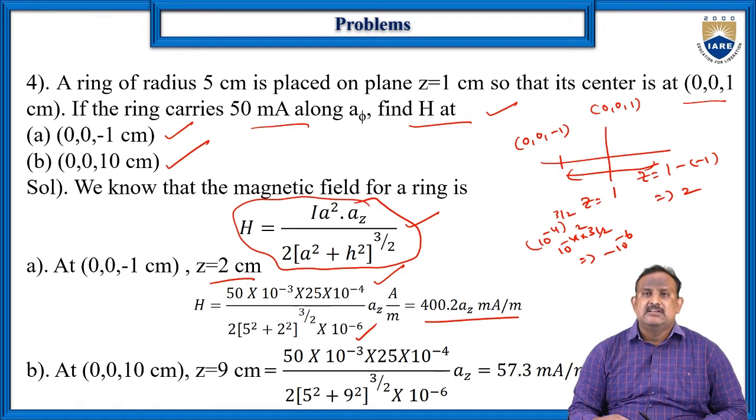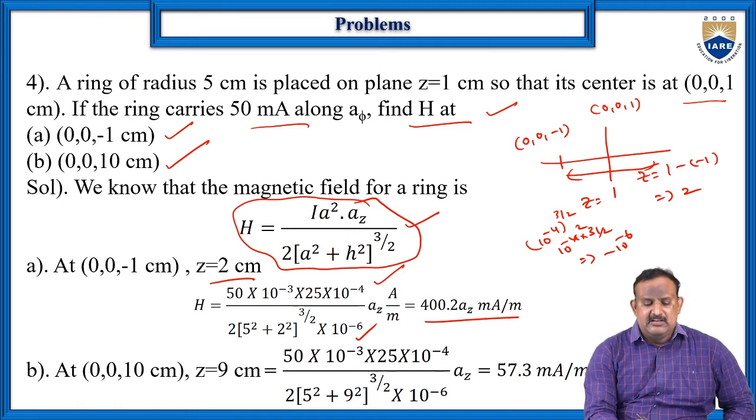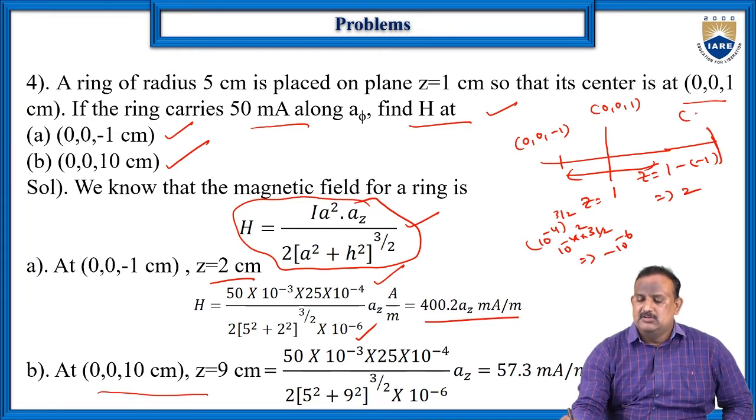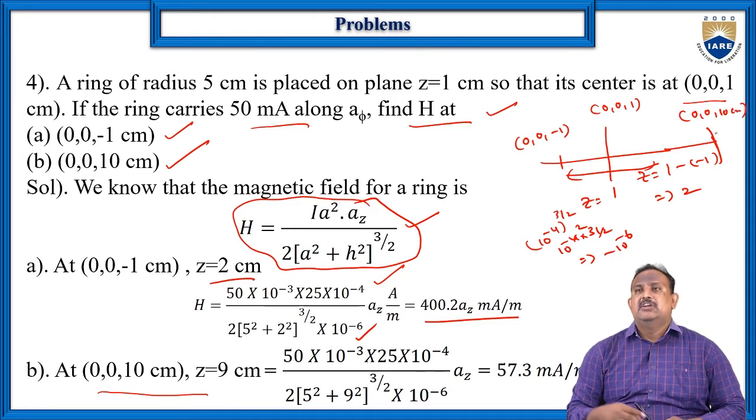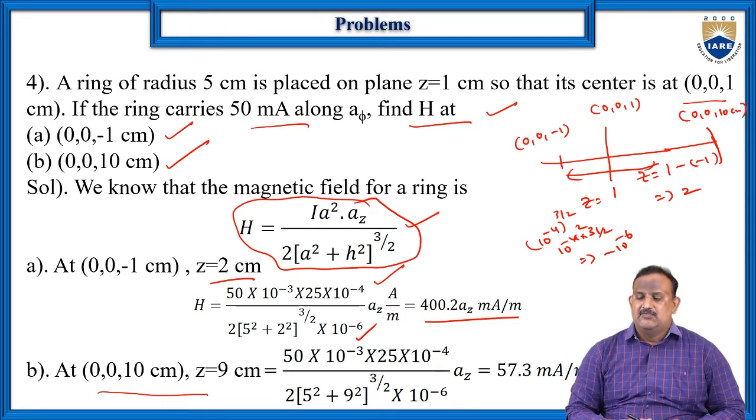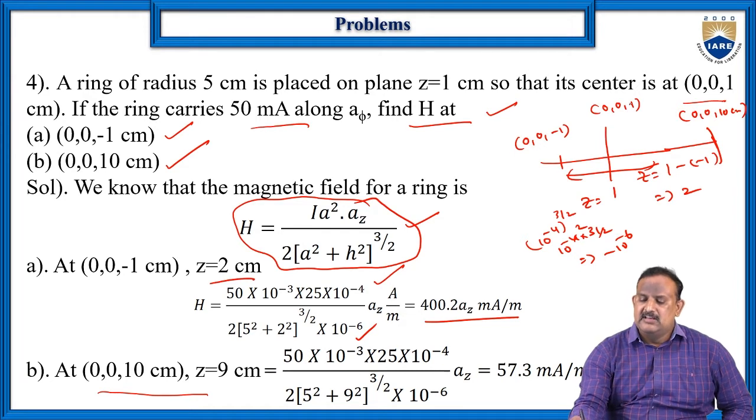Now we need to find the second value. The second point is placed at (0, 0, 10 centimeters), along the right-hand side. Now we need to find the height value, the Z value again. The Z value is 10 minus 1. Therefore Z equal to 10 minus 1, which is 9 centimeters.